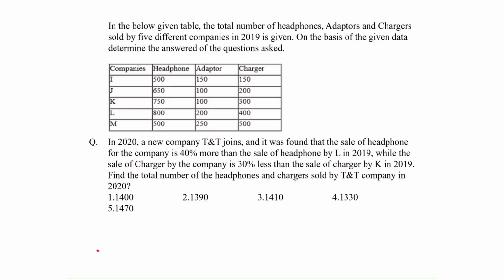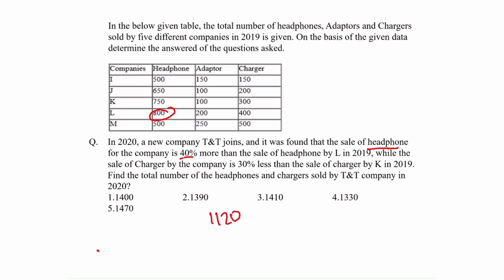The sale of chargers by the company is 30% less than the sale of chargers by K in 2019. Find the total number of chargers and headphones sold by TNT company in 2020 data. So it's about 40% more headphones. Headphones 40% more, company L headphones 800, so 40% is 320. So 800 plus 320 adds to 1120.